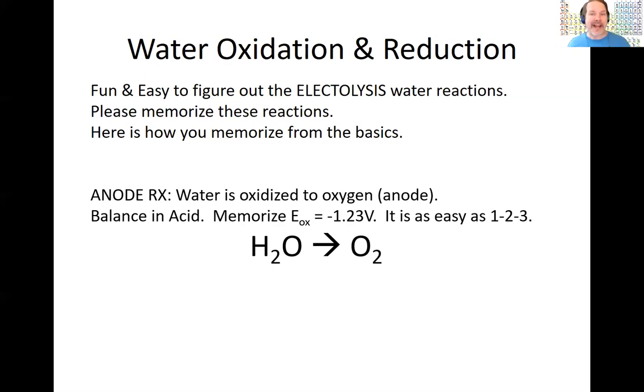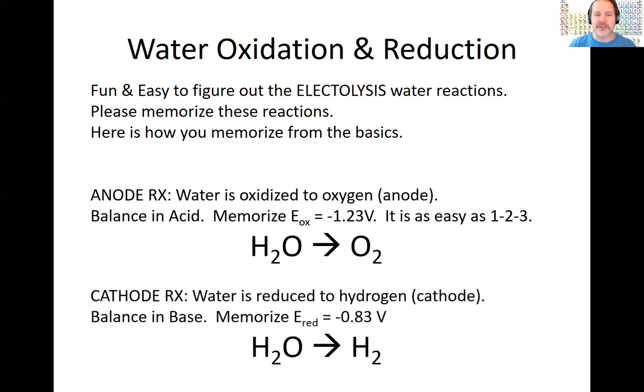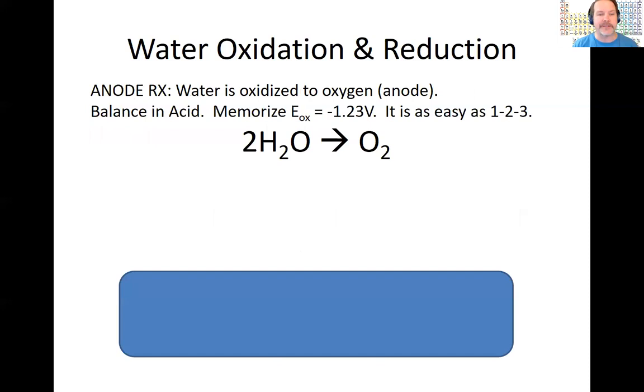And at the cathode, water is reduced to hydrogen. So oxidation at the anode makes oxygen. Reduction at the cathode makes hydrogen, and these are sort of the opposite things that happen. But we're going to balance this one in base. So it's the cathode that makes the alkaline. It makes some hydroxides in there. So let's look at the anode reaction.